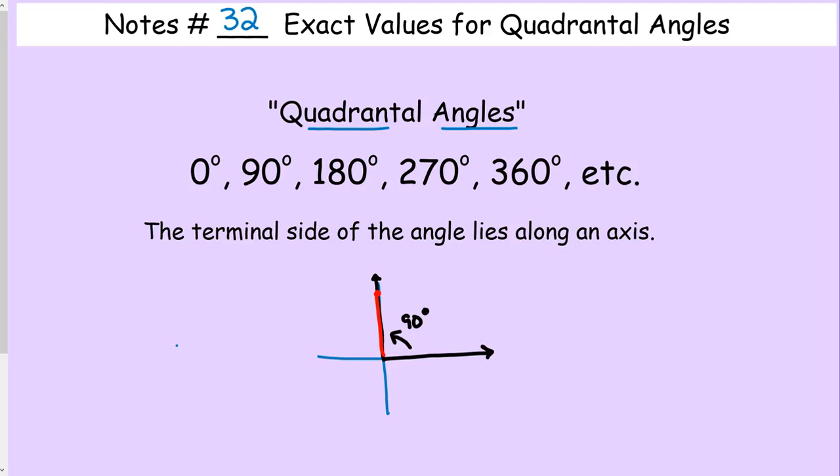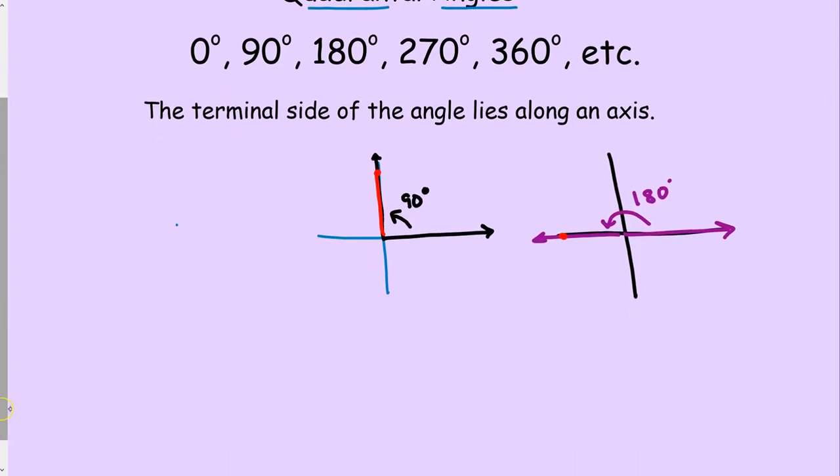And let's imagine that we had a different one, like maybe we have 180 degrees. So here's our initial side, here's our terminal side, this is 180. And just like the last one, if I have a point on my terminal side and I try to drop a perpendicular to the x-axis, I don't get a triangle. I'm already on the x-axis.